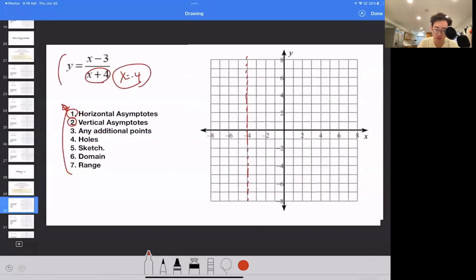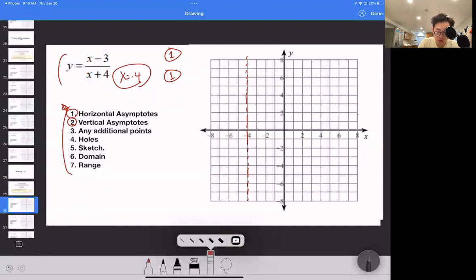So for instance, something like this. The degree is 1 for the top because it's x to the first power. That's the leading term, so the degree is 1. That's the exponent. What's the degree of the denominator? The leading term is x, and its exponent is also 1. So since they're the same, this will be a classic example of when you take the ratio of the coefficients between these two.